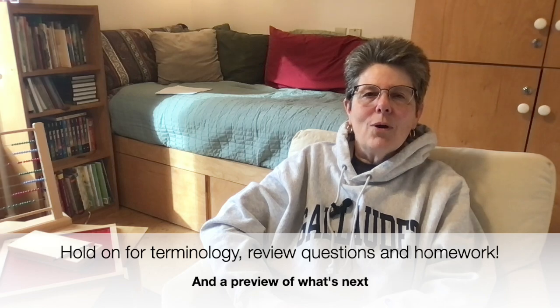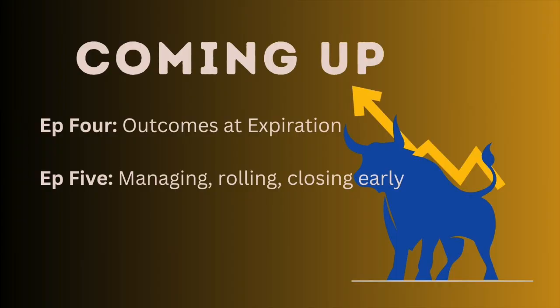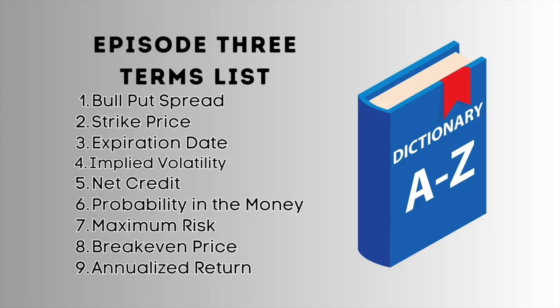In episode 4, we'll look at the possible outcomes of this trade, but first, let's make sure that you have grasped the important concepts here, and I'll give you a homework assignment. Make sure you know these terms: bull put spread, strike price, expiration date, implied volatility, net credit, probability in the money, maximum risk, break-even price, annualized return.